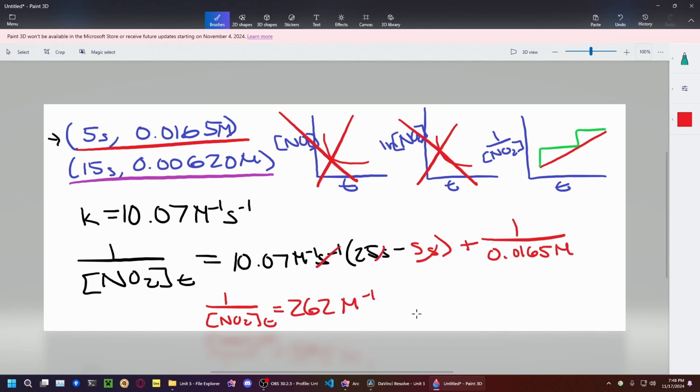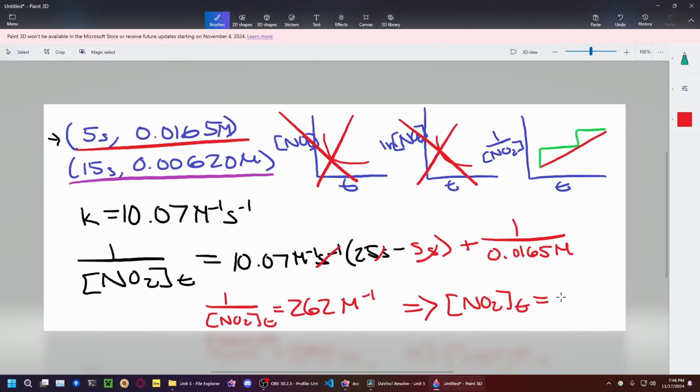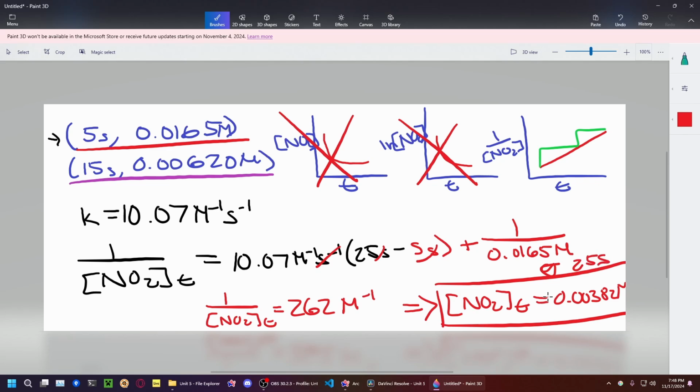So how do I convert this? Well, if I just flip my equation on the left side, I get NO2 at T. That means I also have to flip it on the right side. So I'll take 1 over this value. Whenever I do 1 over my value, which is around 262, I get 0.00382. And I know that my units are going to be in molar because 1 over inverse molar is molar. So that's my concentration at 25 seconds of my NO2.